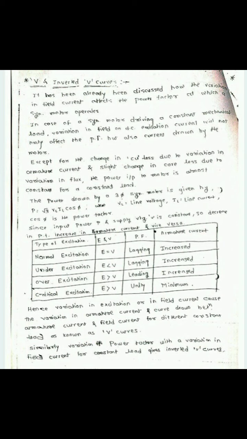So the V curve is a curve which shows the variation of field current versus armature current. Similarly, the variation of power factor with a variation in field current for a constant load gives the inverted V curve. So the inverted V curve is the curve which gives the relationship between field current and power factor.